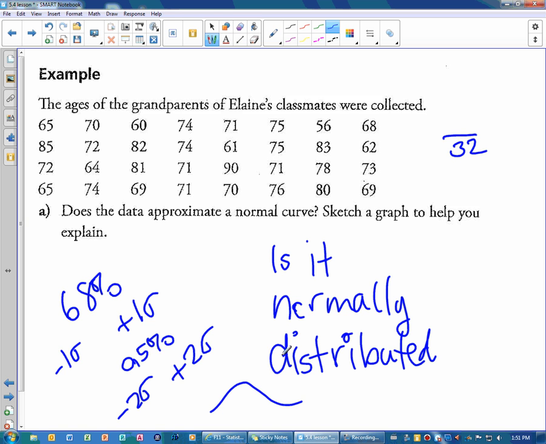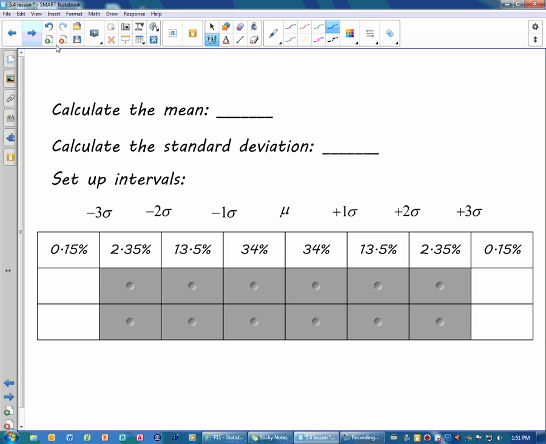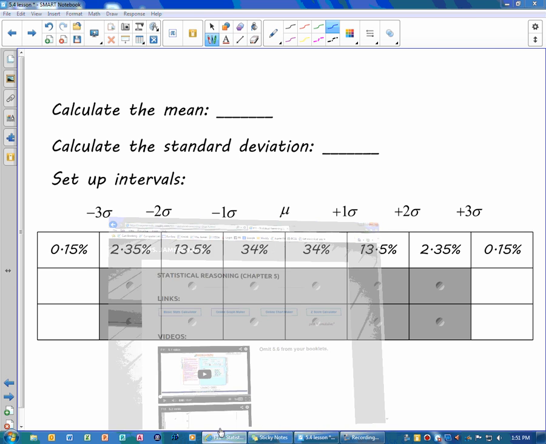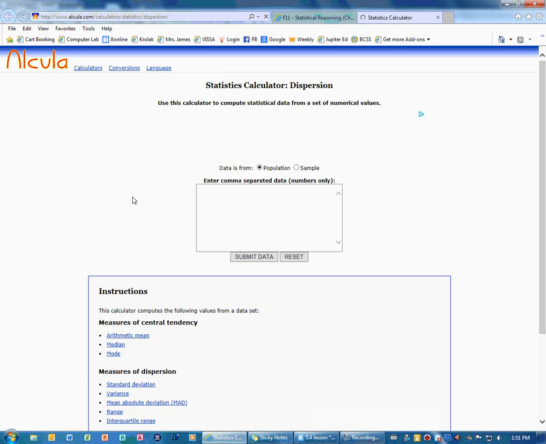So we need to graph it in a frequency polygon so that we can look at the curve. And we also need to create a frequency chart so we can see what amounts of data fall above or below the mean. Okay, so what we need to do is calculate the mean, and we need to calculate the standard deviation. So go to the web page, go to the basic stats calculator.